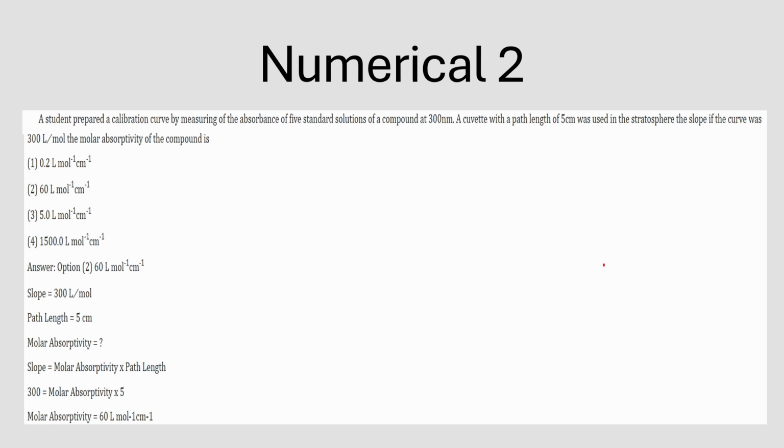So that is the formula we will be applying in this problem. So we have slope is equal to molar absorptivity into path length. So 300 is equal to molar absorptivity into 5. And we get the value of molar absorptivity as 600 liter per mole centimeter.